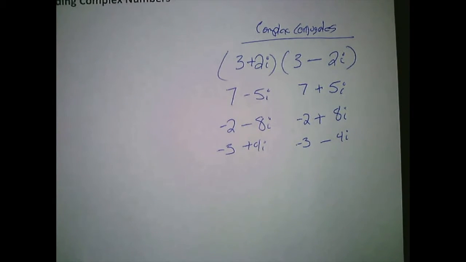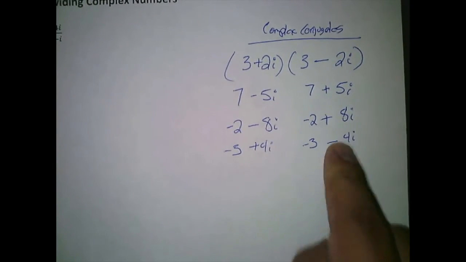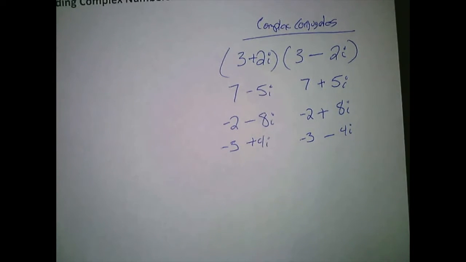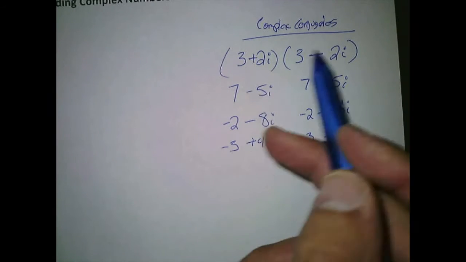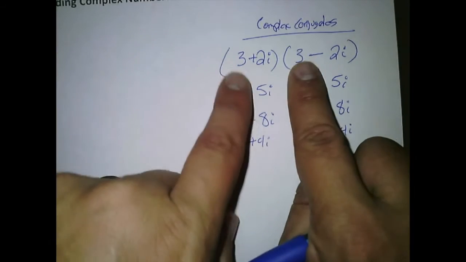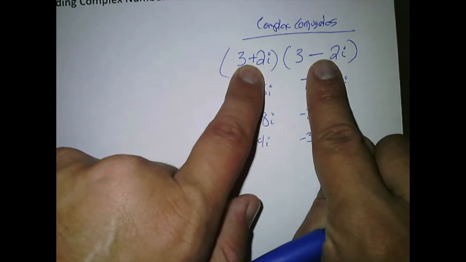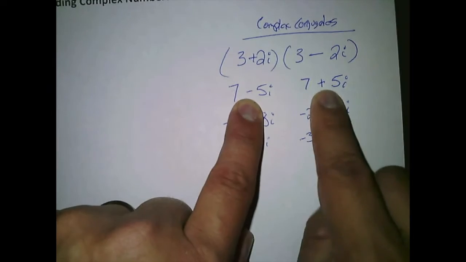Now here's the point of complex conjugates. When you multiply complex conjugates together, what should happen in the simplification process is all the imaginary parts are going to go away. So you should only be left with a real number once you multiply complex conjugates. Again, the first part is the same, the back part is the same, it's the middle. Make sure one's addition, one's subtraction.